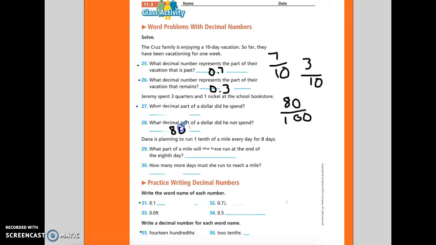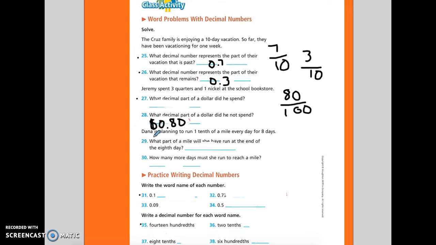And then I count my zeros. In this case, I have 2 zeros, 1, 2. So I'm going to move over 1, 2, put my 0 there. So they have spent 80 cents so far. Okay. All right.